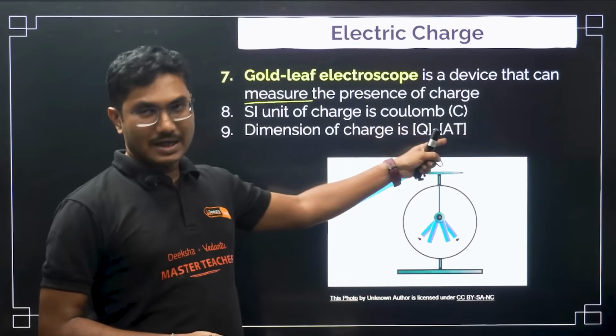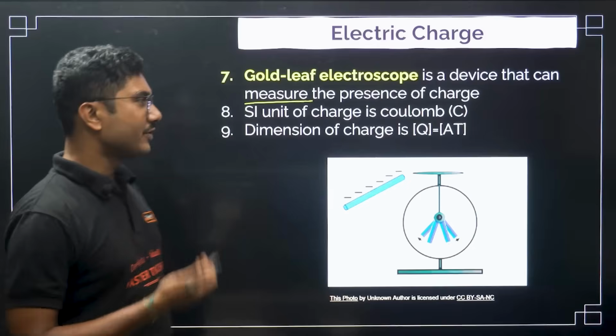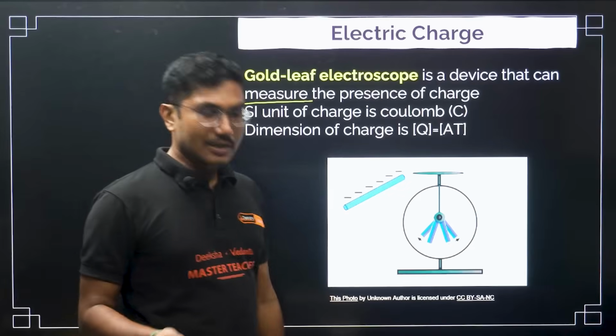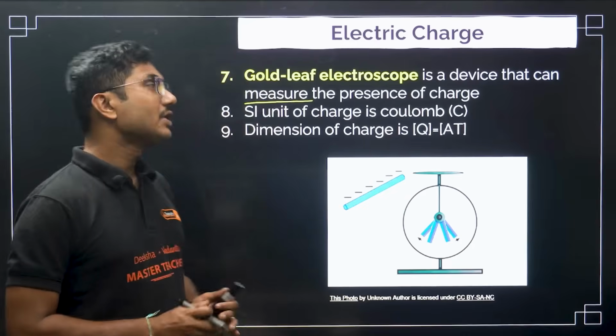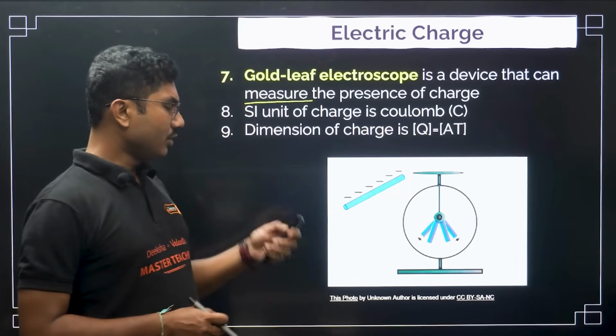Okay, A is for current, T is for time, right? Current is considered to be a fundamental quantity, not charge. So that's why the dimension of charge is A into T.